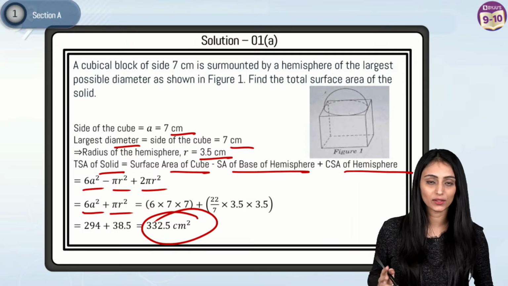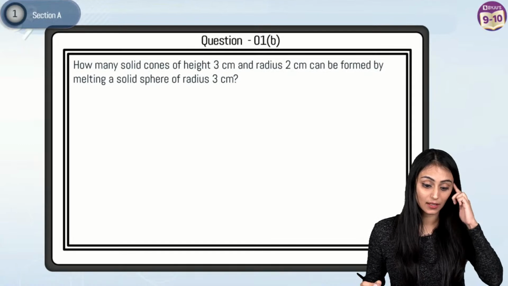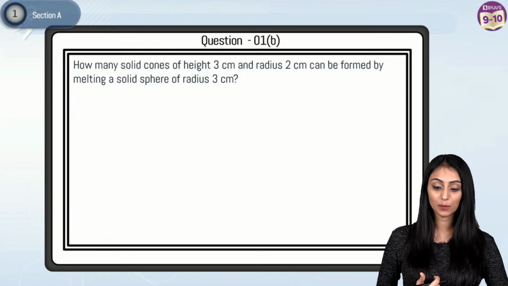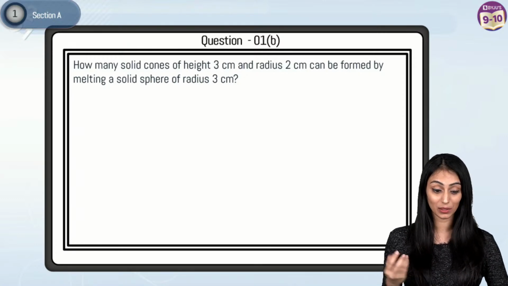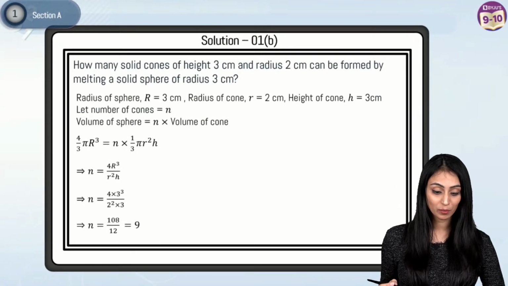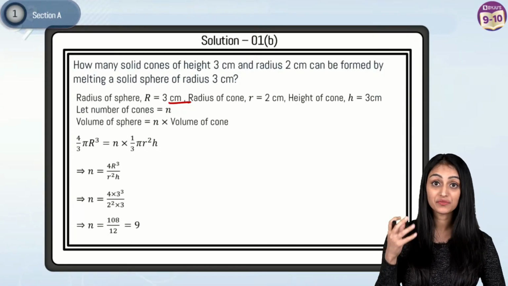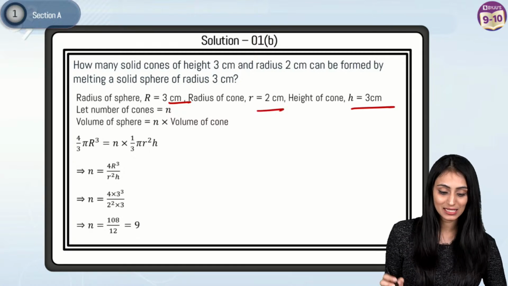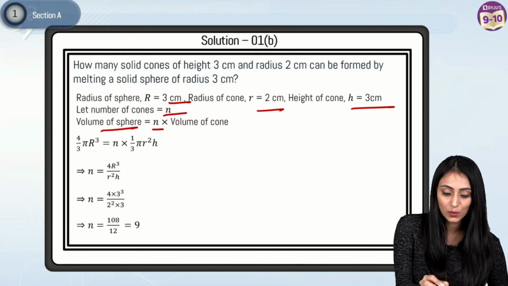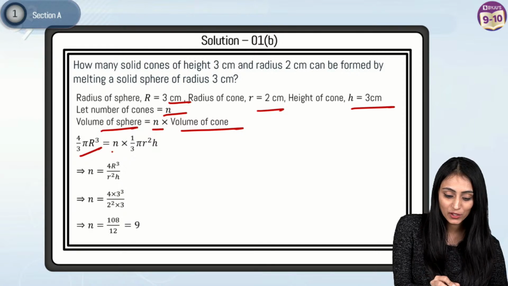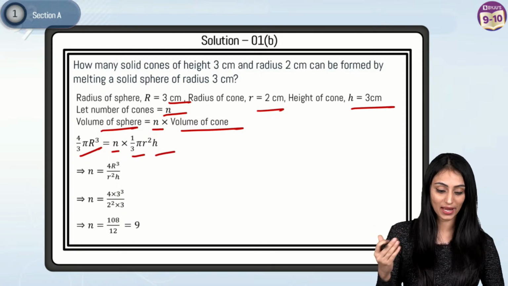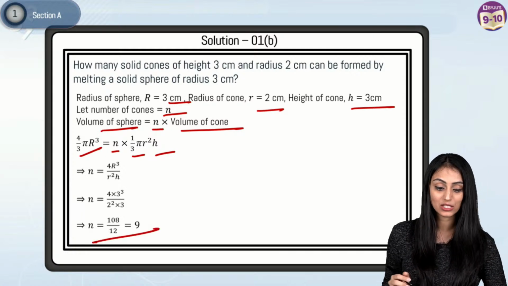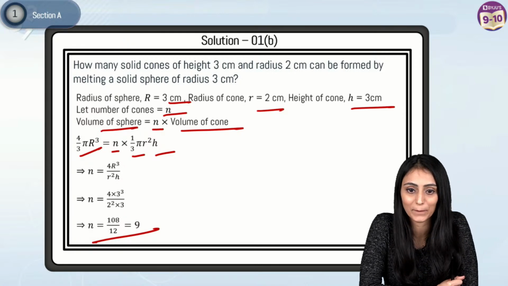Today, let's take a look at the questions from this set. Question number 1, part B. How many solid cones of height 3 centimeter and radius 2 centimeter can be formed by melting a solid sphere of radius 3 centimeter? Melting means the volume will remain the same. The radius of the sphere is capital R, 3 centimeter. For the small one it is 2 centimeter. Height of cone is 3 centimeter. Let the number of cones be n. Volume of sphere equals n times volume of cone: 4 upon 3 pi R cube equals n times 1 upon 3 pi r square h. Putting in all the values, we get 108 by 12, which is 9. So there are 9 solid cones. That's the answer.